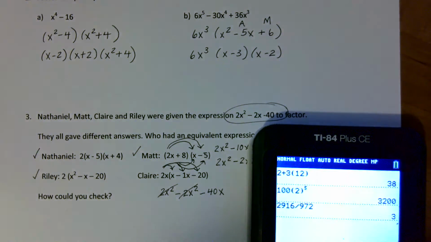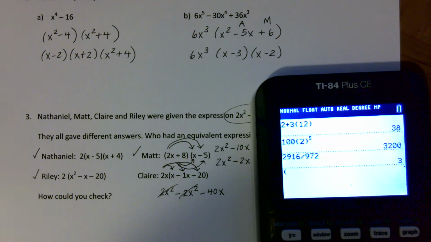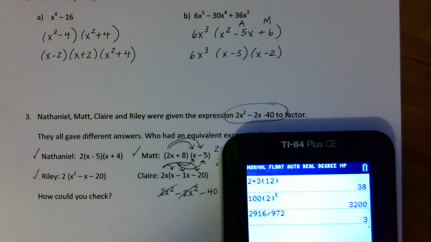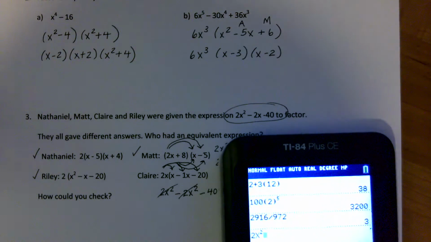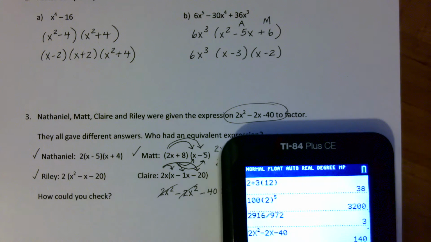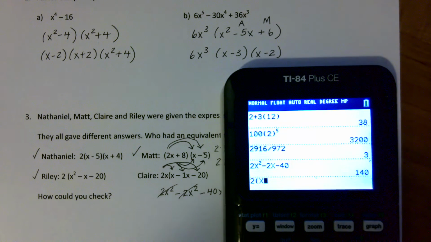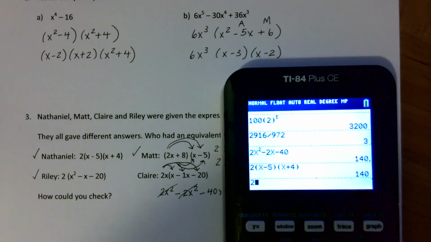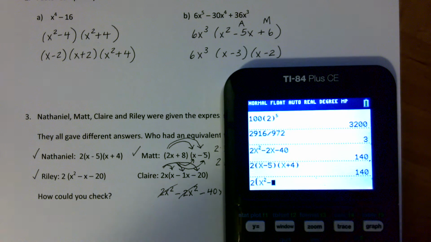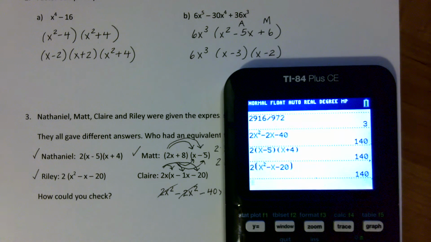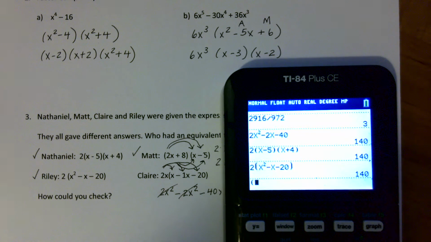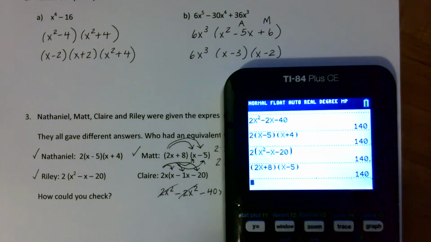Another thing that you could have done is to put this in the calculator. Let's start off with our original one, 2x squared minus 2x minus 40. It doesn't matter what number I get here. What matters is that any of the expressions that I think are equivalent will also get that number. So when I take Nathaniel's, 2 times x minus 5 times x plus 4, and I put that in, I get my same number. Riley's, 2 times x squared minus x minus 20, I get that as well, which we knew those were going to be equivalent. Matt's, 2x plus 8 times x minus 5, and that also will give 140.